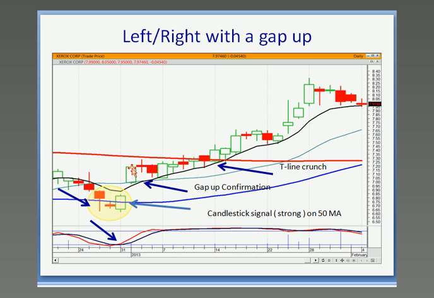Left-right combo, right on the 50-day moving average, a gap up after a left-right combo. That in itself is strong. The fact that they close it above the T-line, and then notice we have a T-line crunch going right up into the 200. We just stay long. This is, again, putting the visual analysis of what happens with human nature right in front of us.